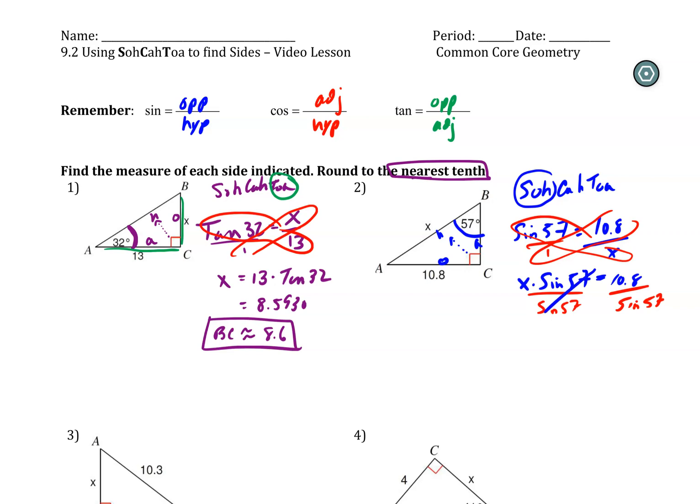That will eliminate them on this side. Just gives me 1. So x is equal to... So my relationship now for x is 10.8 divided by the sine of 57. So now I can go and plug that into the calculator from here.